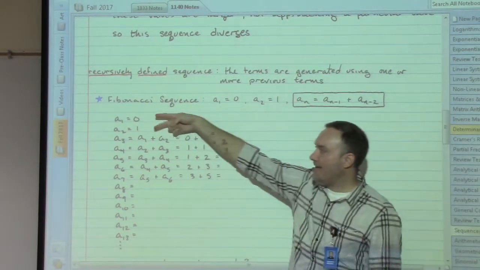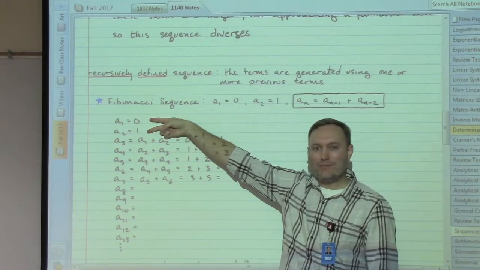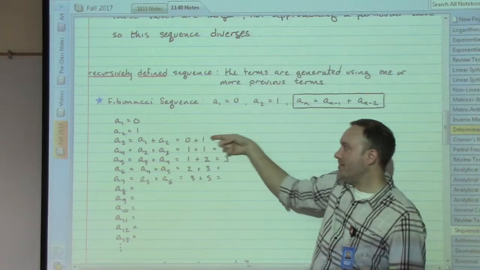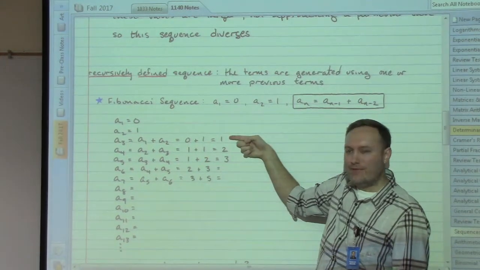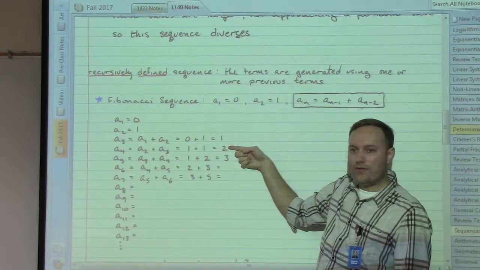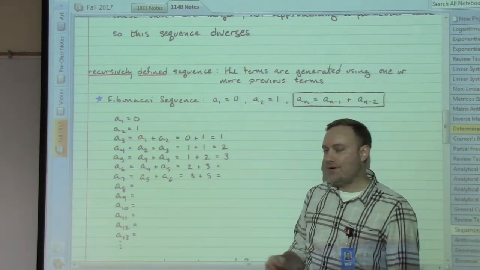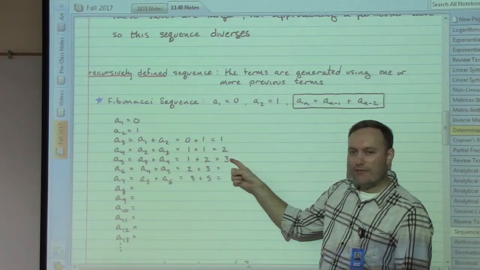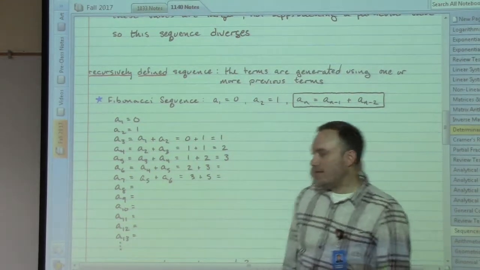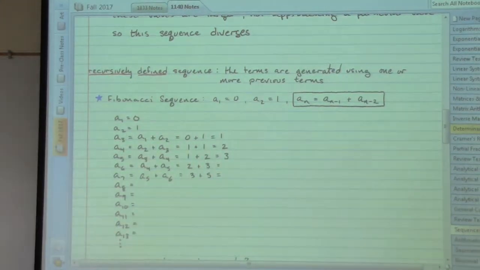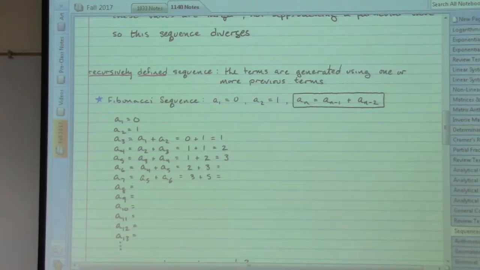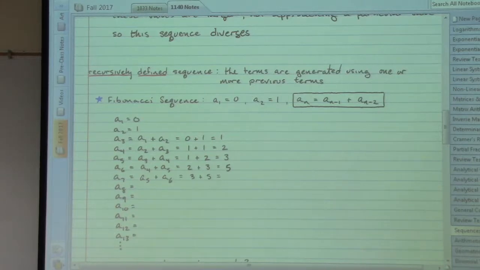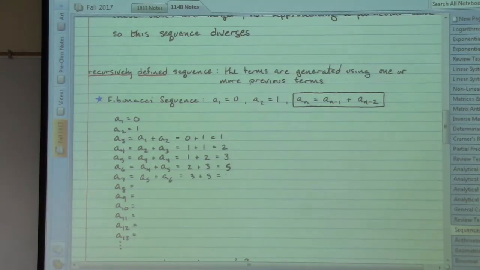So if we take the original two terms that have been given to us and add those together, those will give us our third term. In order to find the fourth term, we would be adding the third term and the second term together. The fifth term would be coming from adding the fourth term and the third term. The sixth term would come from adding the fifth and the fourth term together. The seventh term would be coming from adding the sixth term and the fifth term together.